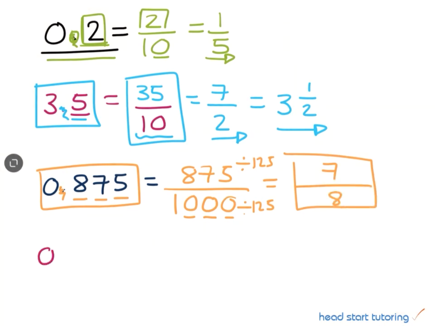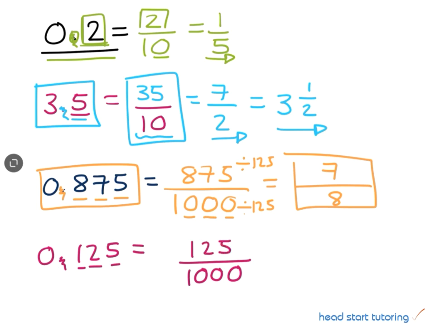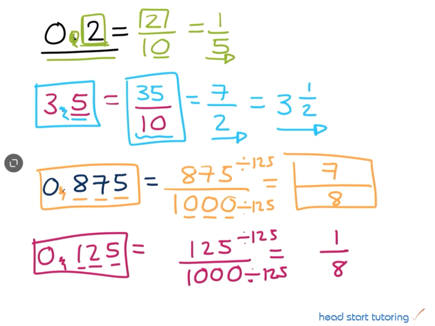Right, let's have a look at 0.125. Again, 0.125 has 3 decimal places, so it's going to be over 1,000. And once we've dealt with that, our numerator is going to be 125. So 125 over 1,000, we can simplify by dividing. Again, we can divide them both by 125 to get an answer of 1 over 8. So 0.125 as a simplified fraction is equal to 1/8.